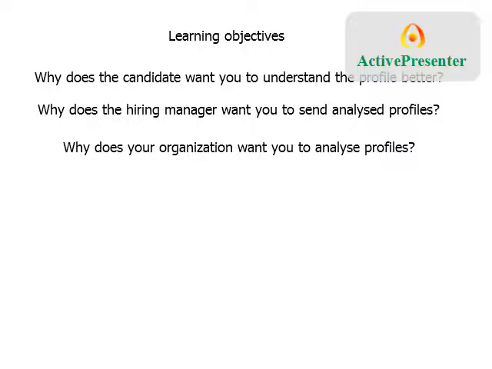Let us understand the learning objectives of this session. We look at the learning objectives from a candidate point of view, from a hiring manager point of view, and from the organization point of view. Why does the candidate want you to understand the profile better? What benefits does he or she have? What does the hiring manager want from you? And if you analyze a profile thoroughly, how will it benefit you and the organization? So this is what we will look at.